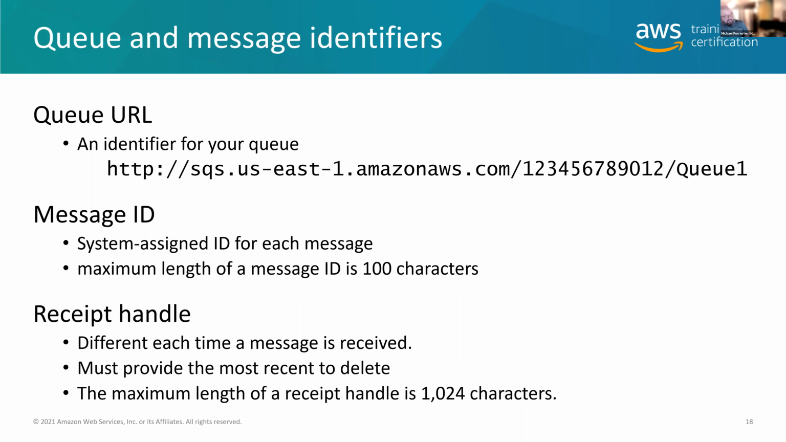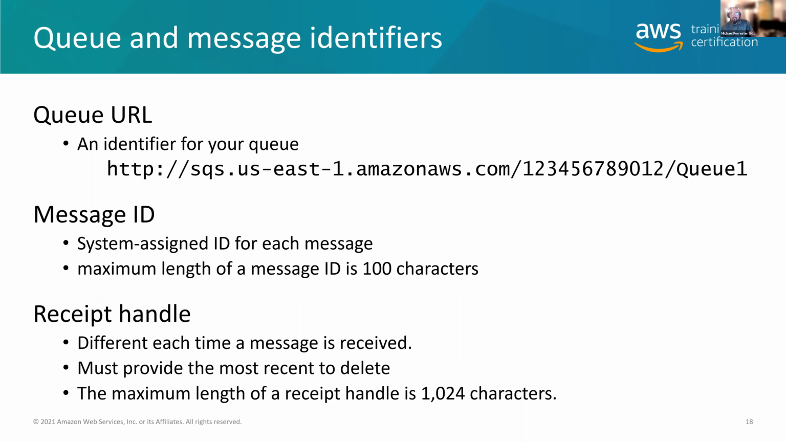Each time you receive a message from a queue, you get a receipt handle. That receipt handle is associated with the act of receiving a message, not really with the message itself. So if you receive a message more than once, every time you receive it, you're going to get a different receipt handle. And again, to restate this, if you go to delete a message, you have to provide the most recently received receipt handle to request the delete. Otherwise, the message might not be deleted. So keep that in mind.